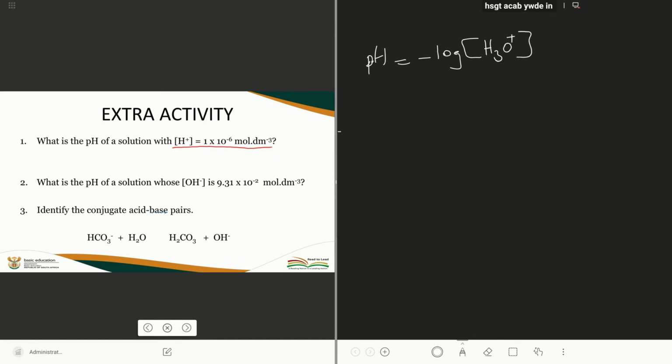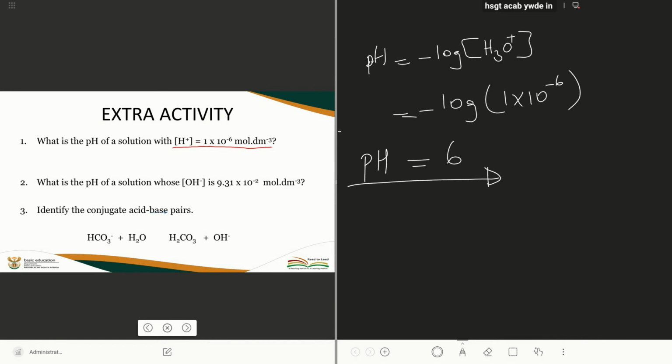We can use H3O plus and H plus ion interchangeably because they mean one and the same thing. Therefore, because you were given the concentration already, you can say minus log. You substitute the value 1 times 10 to the exponent minus 6. And I guess the pH of this will be 6. And if the pH is 6, it means this is an acid.